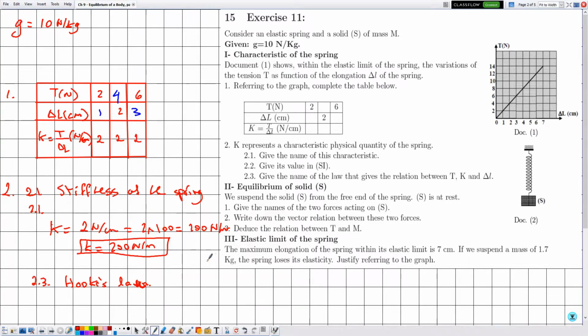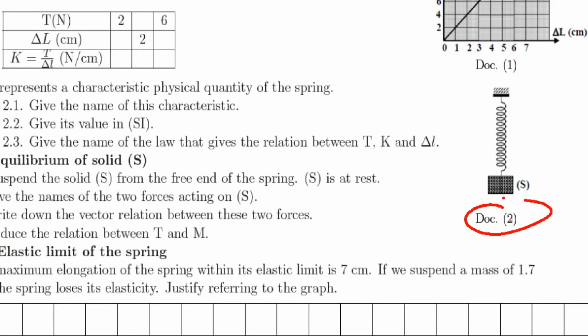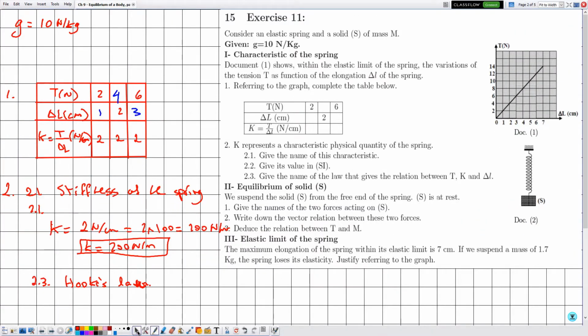Now in number 2 they are telling me equilibrium of a solid S. We suspend the solid S from the free end of the spring. S is at rest. Here they must have mentioned document 2, but they didn't do so. Let me make some space above. Now, equilibrium of a solid S, we suspend the solid S from the free end of the spring. S is at rest, so at any moment in this exercise we can use the condition of equilibrium.